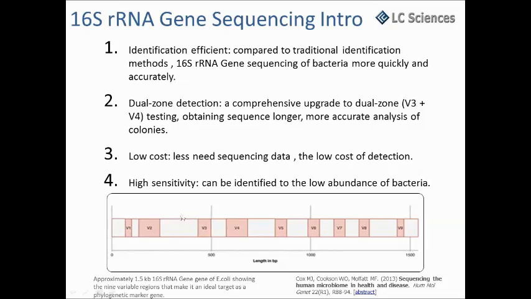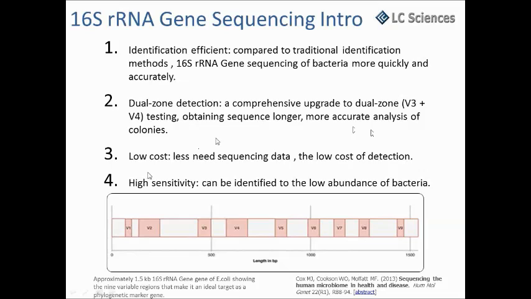So we designed the sequencing primer, the PCR primer, based on the sequence from the constant region, and then fish out the variable region. For our protocol, we just target the V3 and V4 region, and this dual-zone detection lets us obtain a longer sequence and makes for a more accurate analysis of the colonies inside the mixture.